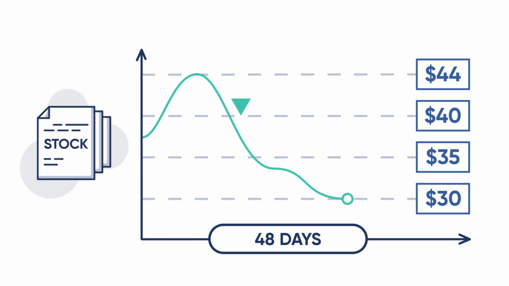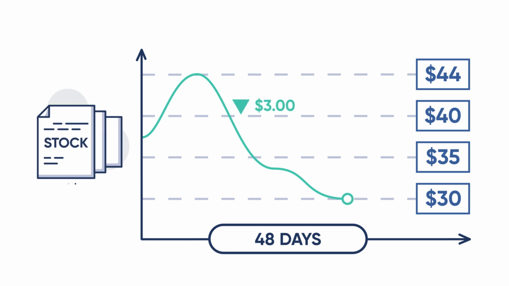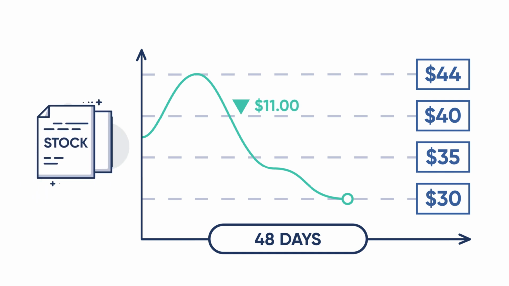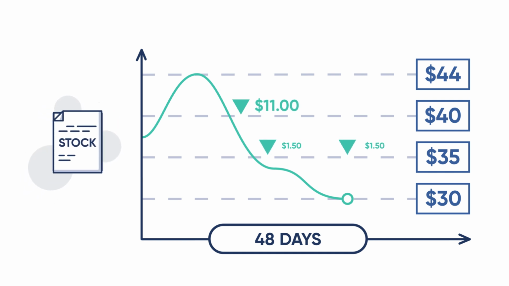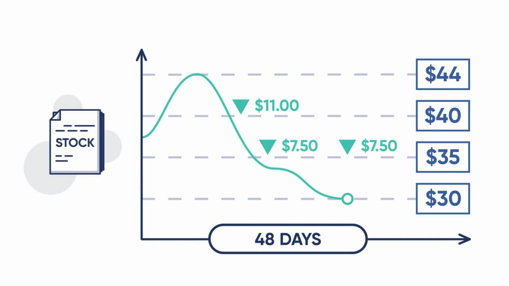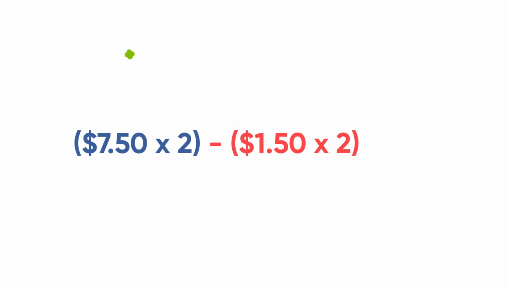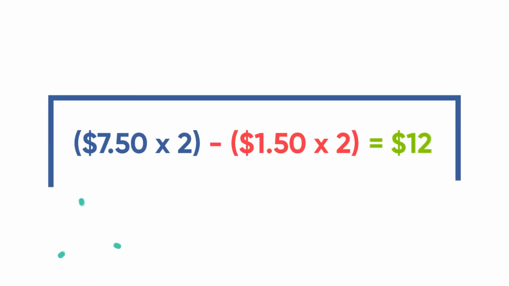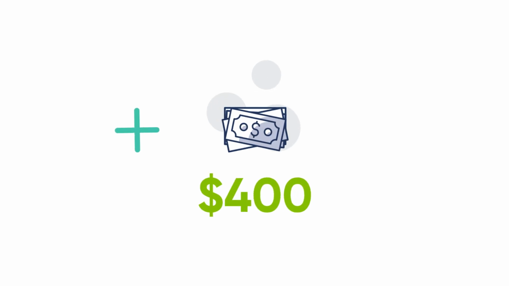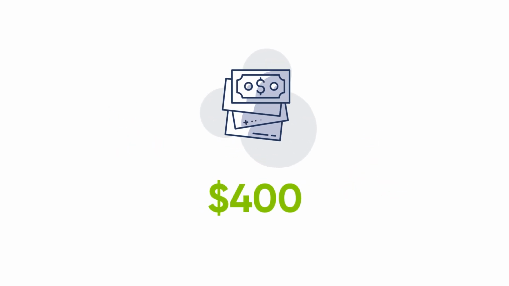The 40 put sold for $3 has jumped in value to $11, which is a loss of $8. However, the 35 puts purchased for $1.50 are now worth $7.50 each, $6 higher than when they were purchased. Since the investor owns two, the profit on the long puts is $12. Subtract the $8 loss in the short put from the $12 gain in the long puts, and you have a profit of $4, or $400 per back spread.